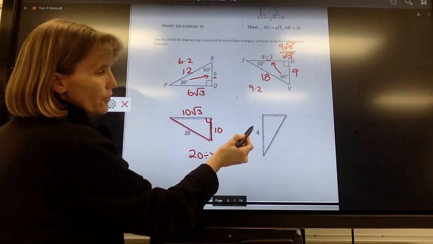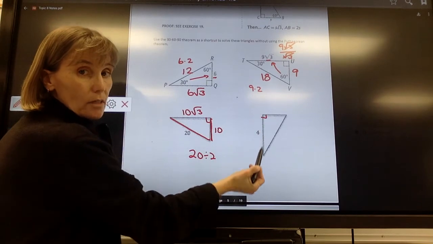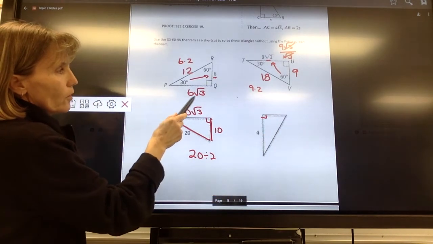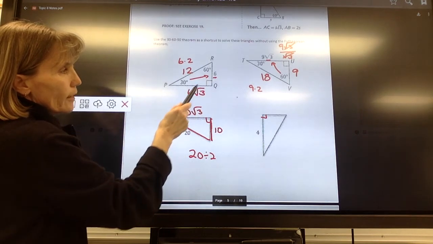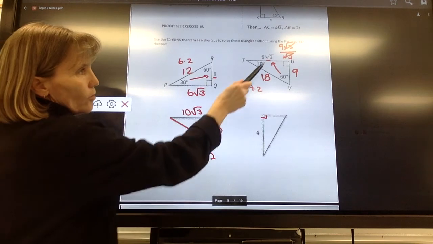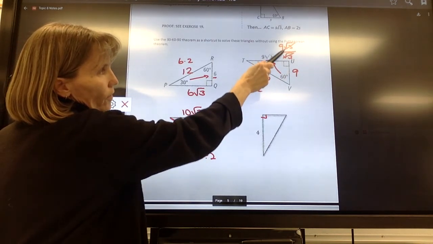Okay, last example, this is the long leg that I'm given. Just by sight, you can tell that that's the longer leg than this one over here. So how do we go from the longer leg back to the shorter leg? Well, we divide by the square root of 3. Here we had the longer leg and we wanted to go to the short leg. We divide by the square root of 3.